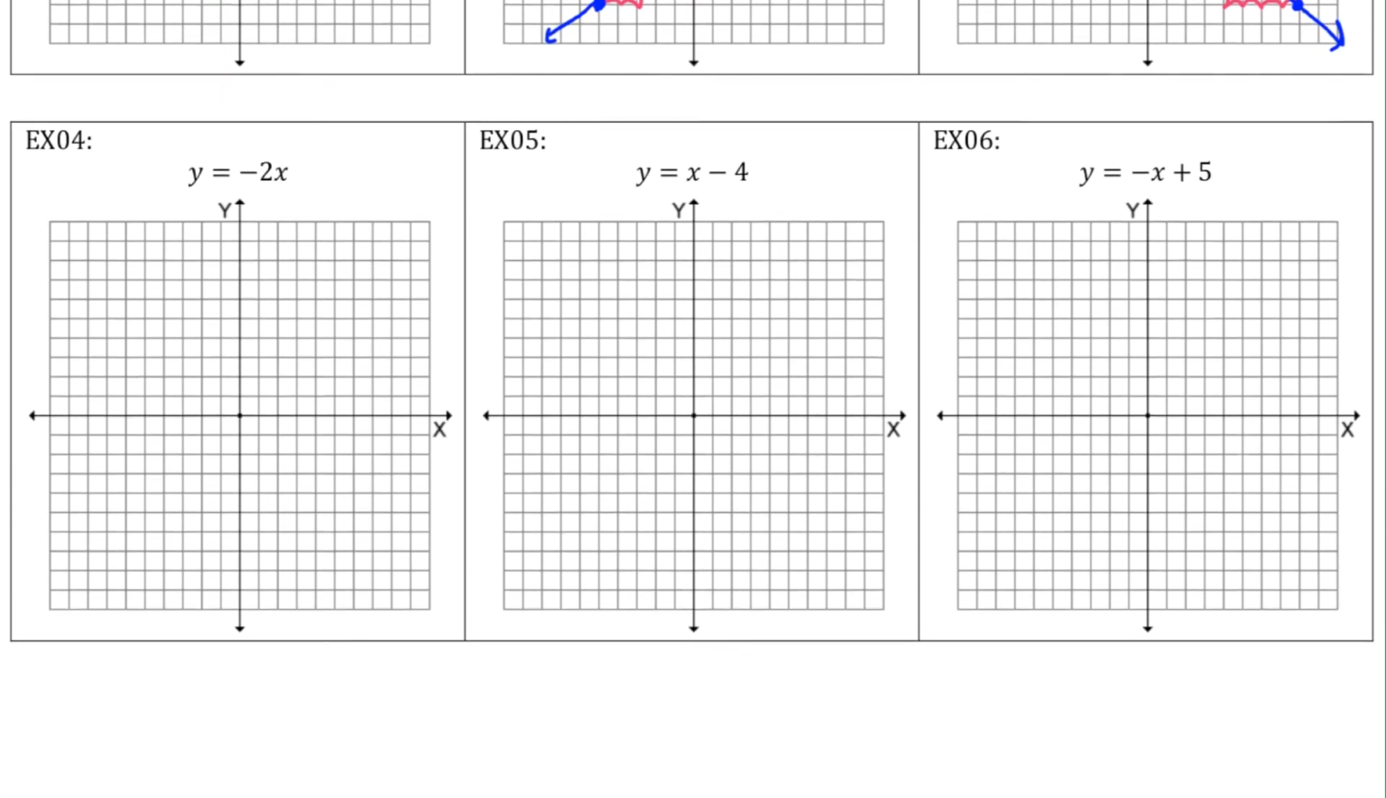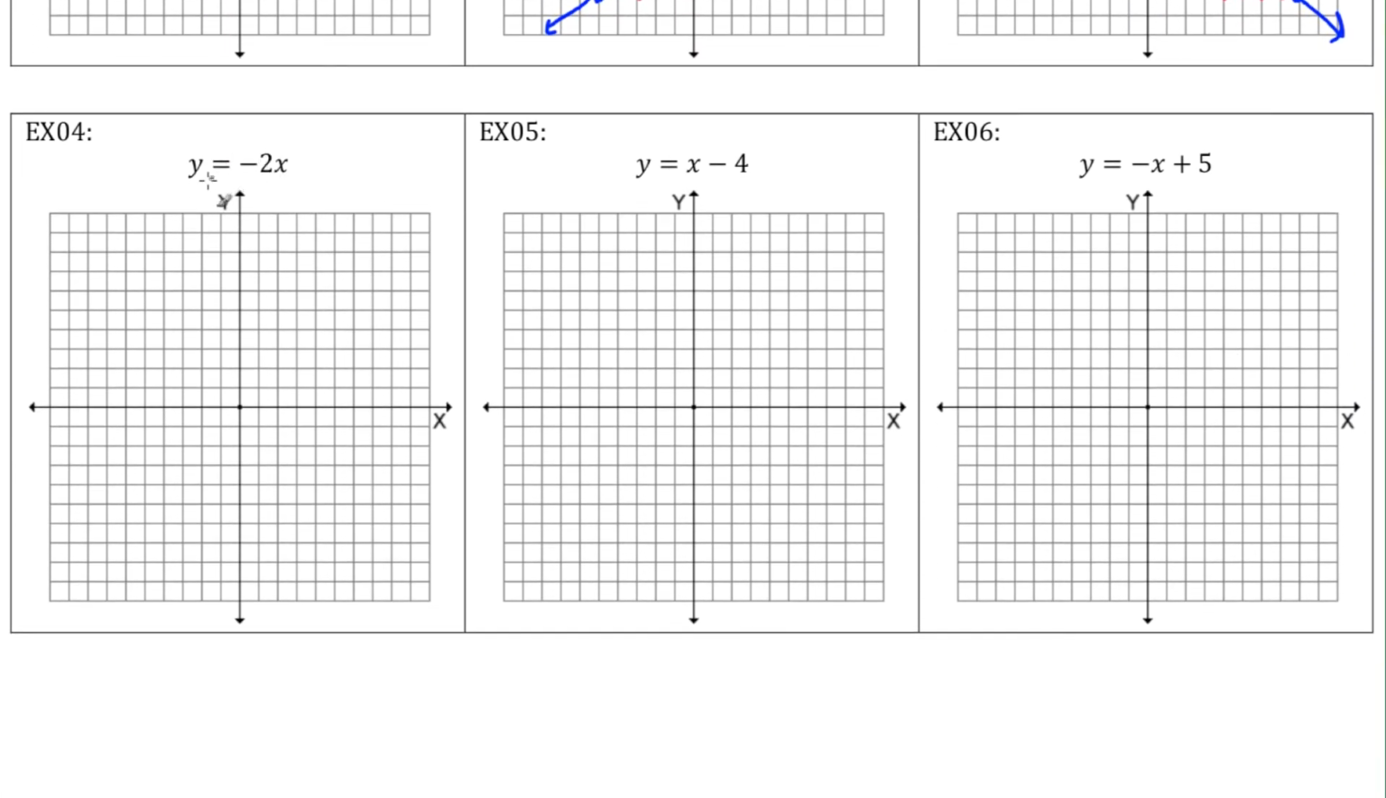All right, example number 4, y equals -2x. So we know that -2 is our slope, our m. But if you can tell, there's nothing over here for the b, nothing for the y-intercept. So we just put +0. Technically, you can put -0 because +0 or -0 doesn't make a difference. So that means our y-intercept is 0, 0. That's where our line crosses the y-axis.